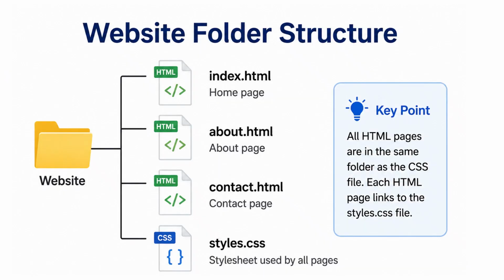So this diagram shows what could be a simple website folder. There are several HTML pages all referencing the same style sheet. So instead of repeated formatting on every one of those pages, the style sheet is stored once in a separate file. If you change a color, a font, a spacing rule inside that style sheet, every web page that uses that style sheet is automatically updated.